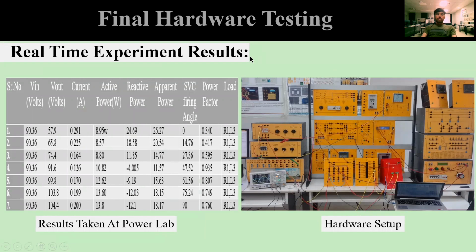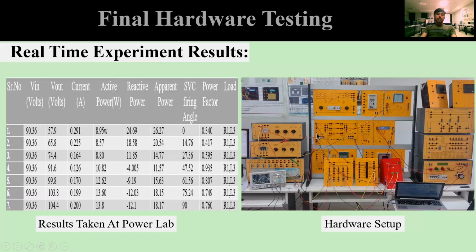After all the things were ready, we went through the final hardware testing. This is the actual setup for our proposed SVC. This is the hardware setup, and this is the inductor. This is our designed SVC device. This is the capacitor, power supply, the power factor meter, again the power factor meter. This is our load, and this is the oscilloscope to view the output voltages.